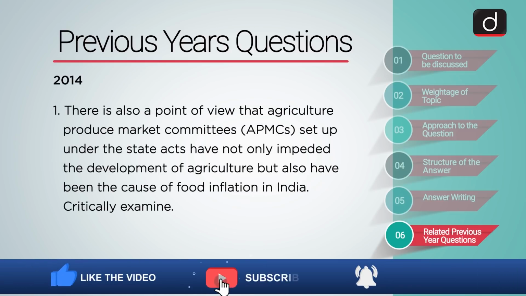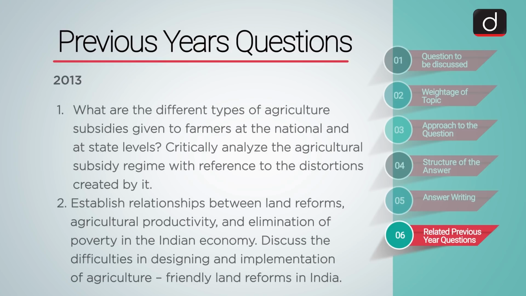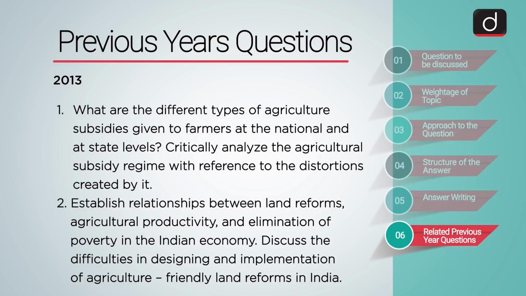In 2014, the following question was asked. There is also a point of view that agriculture produce marketing committees set up under the state acts have not only impeded the development of agriculture, but have also been the cause of food inflation in India. Critically examine. And in 2013, the following questions were asked.